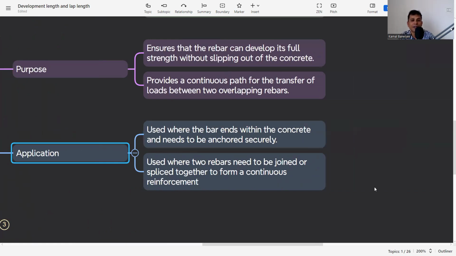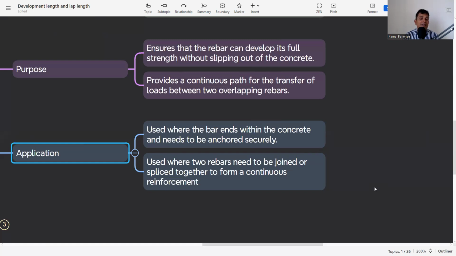Already discussed, that means when a beam is coming to the column, the beam is ending and the column is starting. So one member ends, another member starts. Now the load from beam to column is transferred for structural integrity. For this transfer of the beam load, the length required of these rebars is called the development length.